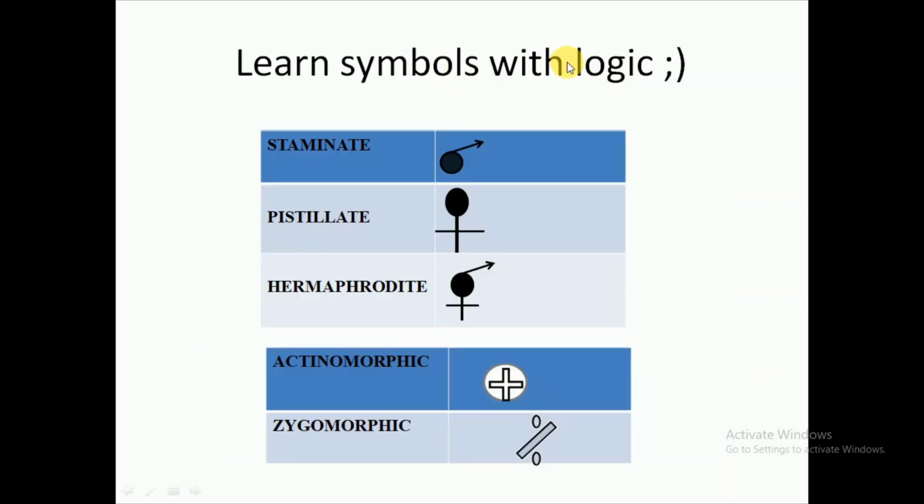Now we will learn symbols with logic. Here I will start with staminate. Staminate is also known as stamen, which is a male reproductive part, and the symbol we are using here is similar to the paternal symbol which we use in genetics. Next is pistillate. Pistillate is the flower which has the female reproductive part, and here also the symbolic representation is similar to the maternal symbol, which we use in genetics.